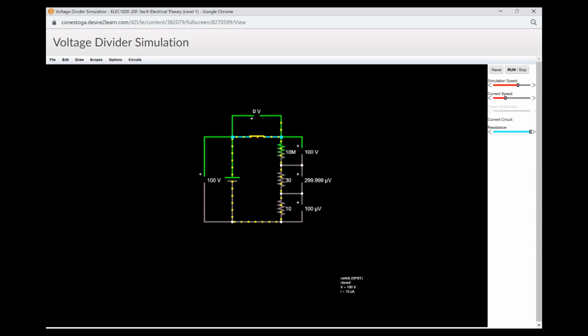So if this was completely open, instead of being 10 megaohms, then this would remain at 0 anyways. So now let's jump into parallel circuits.